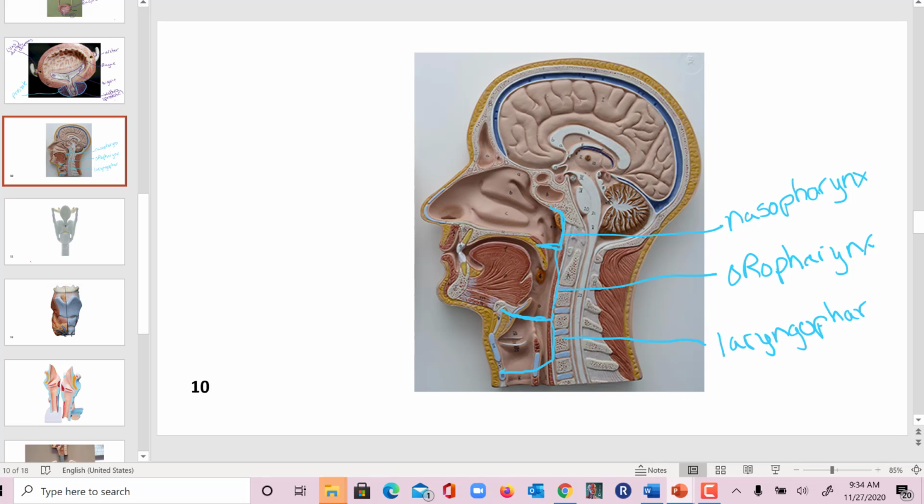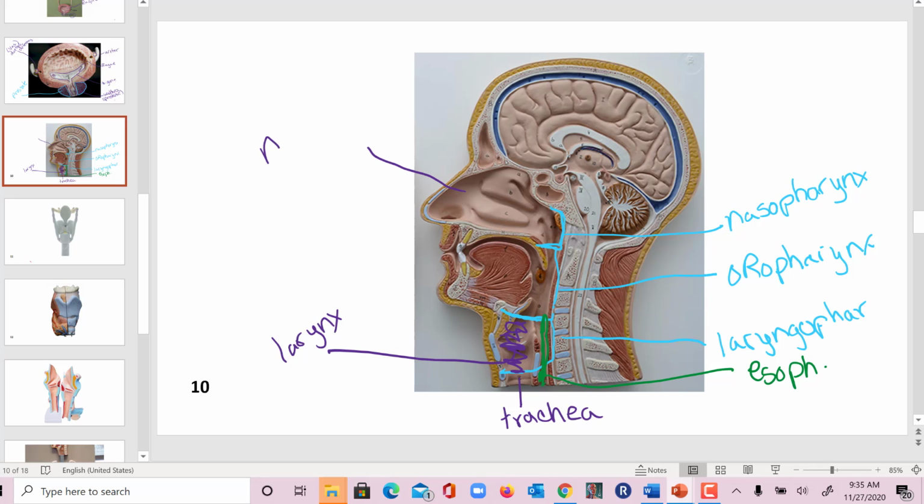This tube posteriorly, I'll color it in green, this tube back here is the esophagus. And then this area up here that I'll color in purple is the larynx. And then it continues inferiorly as the trachea. Okay, so this area is the nasal cavity.